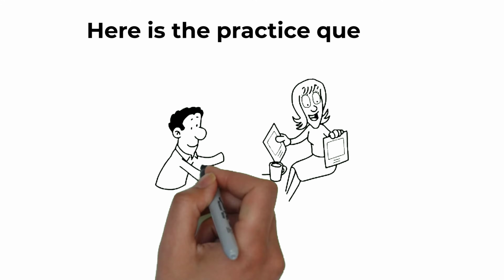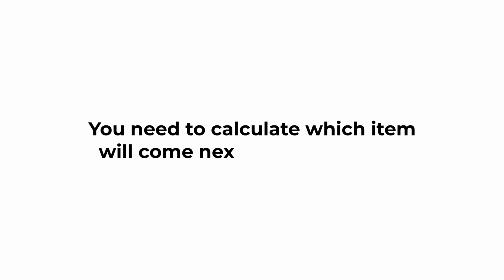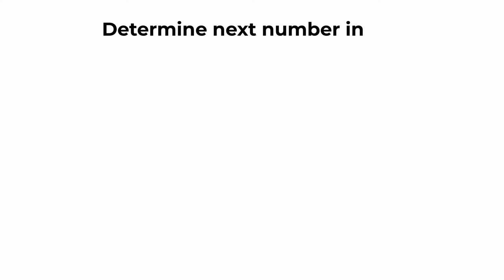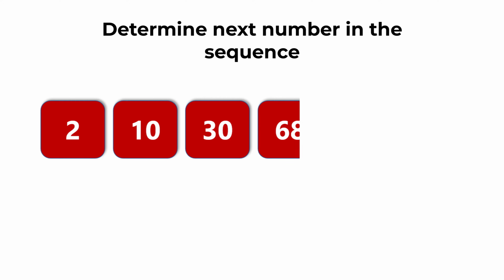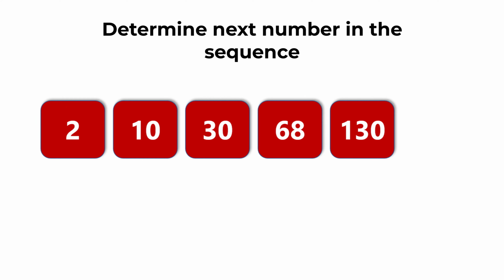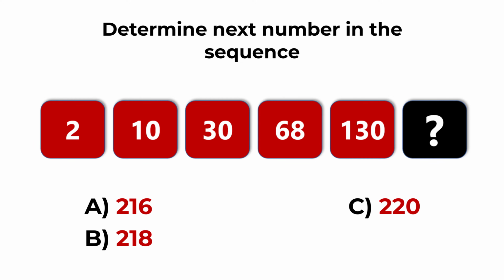And now, here's the practice question for you. You need to calculate which item comes next in the sequence. You're presented with the series of numbers 2, 10, 30, 68, 130, and you need to calculate which number comes next. You have 4 different choices. Choice A, 216. Choice B, 218. Choice C, 220. Choice D, 222.